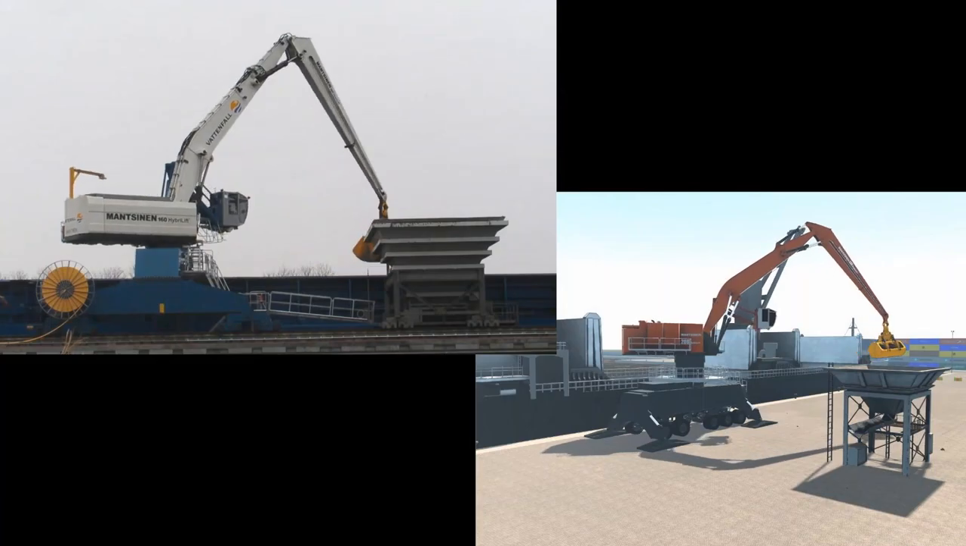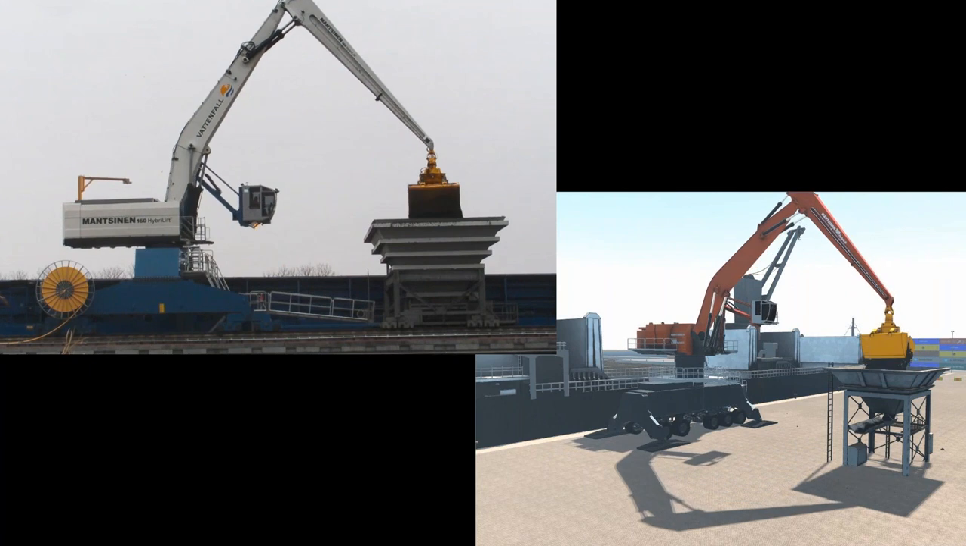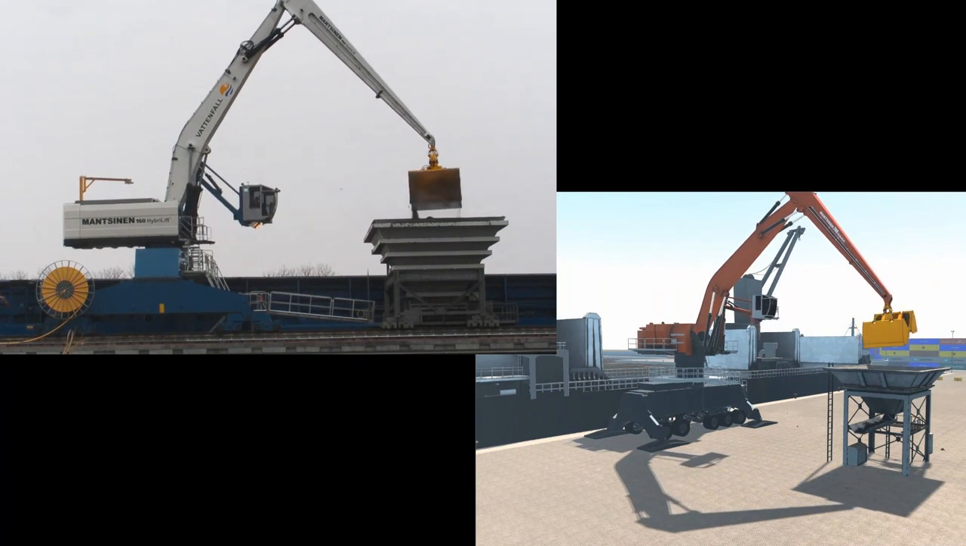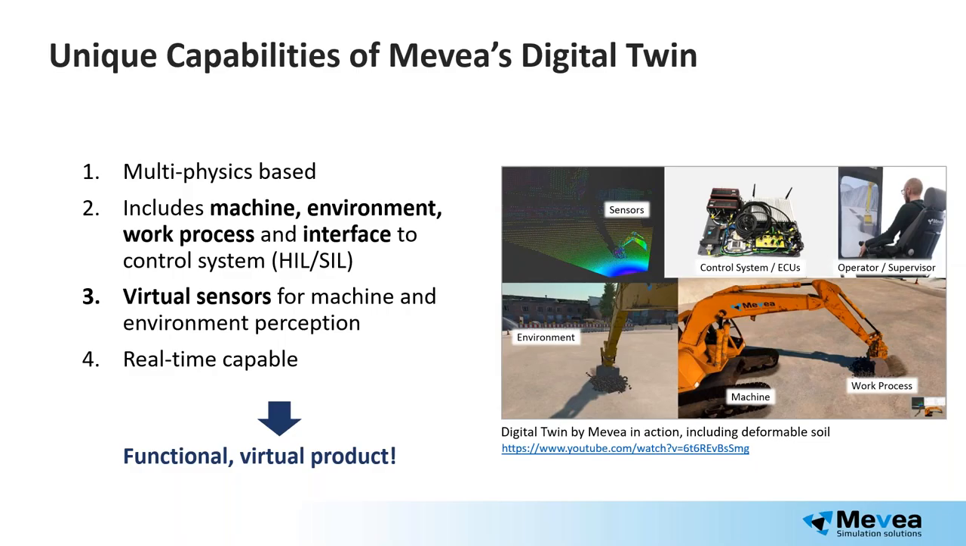And here we can see the material handling process of placing coal into the hopper, an example of joint simulation. Now, let's move on to the unique capabilities of Mevea's digital twin.